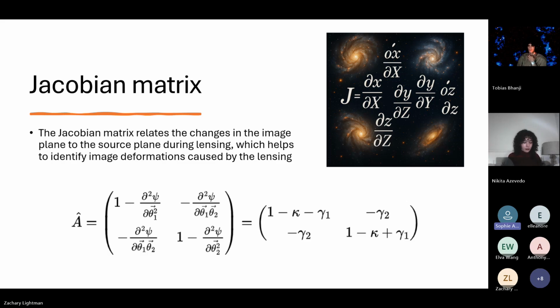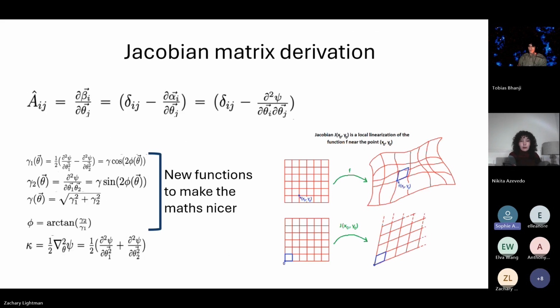But this helps to identify image deformations caused by the actual lensing. And there's different components of these, which we'll see in a minute. Next slide, please. So the derivation for this, you have to identify the vector functions first, which we've seen previously from the lensing potential. And these are just the functions in the bottom left. But then you have to derive things.